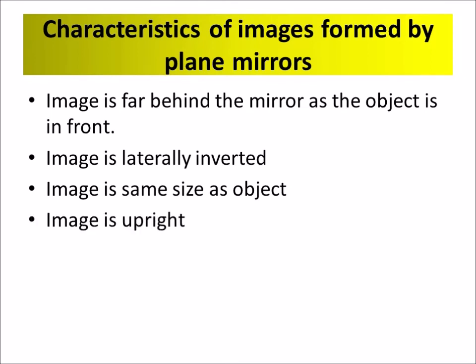Then the image is upright, just the way the object is. Then the image is virtual. As you are going to see, the image is formed by projections of rays but not actual rays.